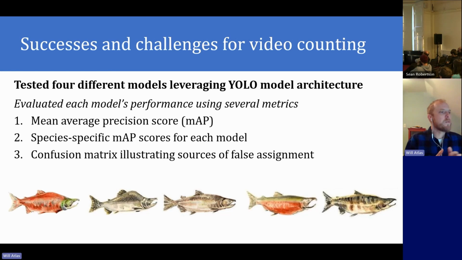So we tested 4 different models leveraging this pre-existing YOLO model architecture, and then we evaluated each model's performance using several metrics. One metric being the mean average precision score, which is essentially a balance of the correct and incorrect identifications for each video. A species-specific mAP score, which is essentially the same metric but applied at the level of individual species to let us know, is the model performing better for some species than others? What might be reasons behind that? Is it just a lack of training data, or are these species really a bigger challenge?